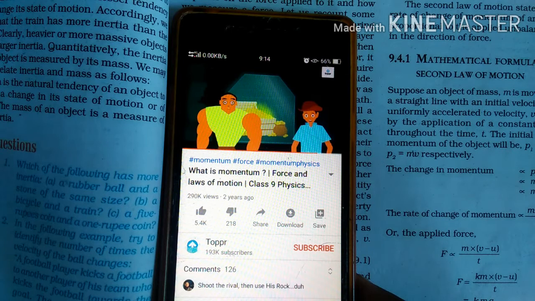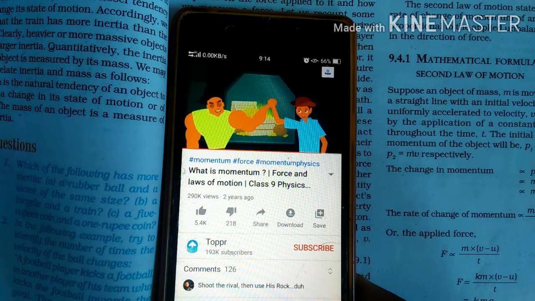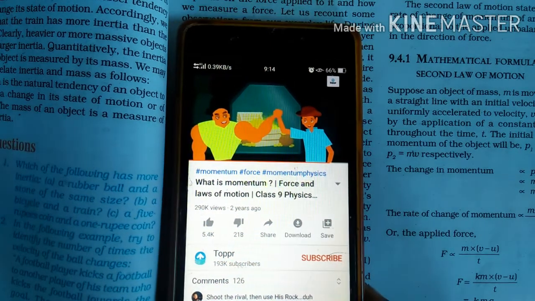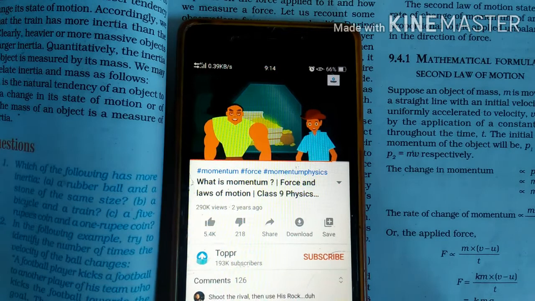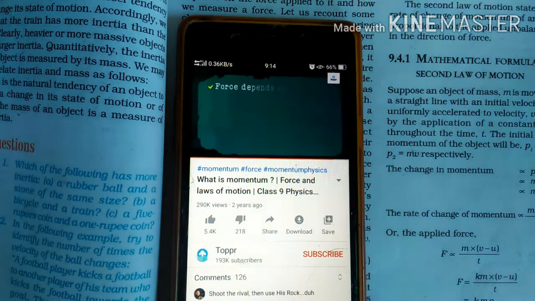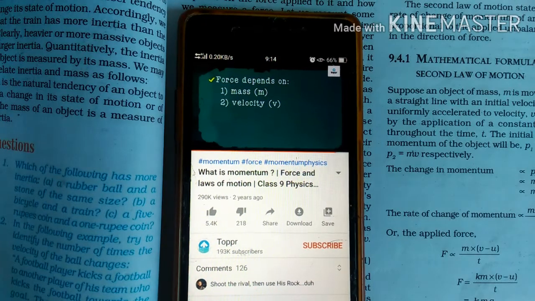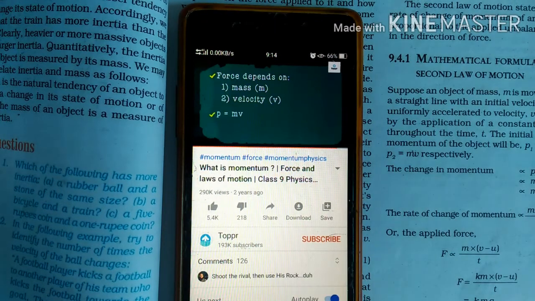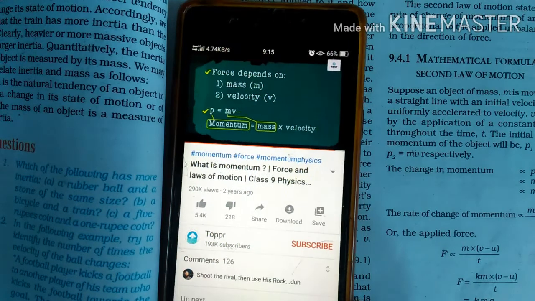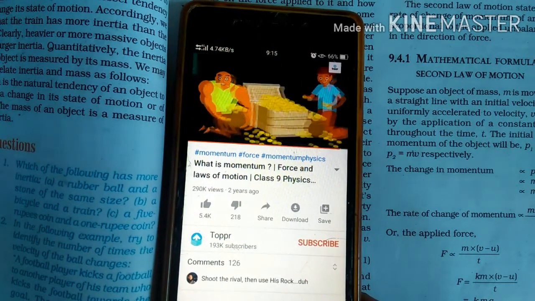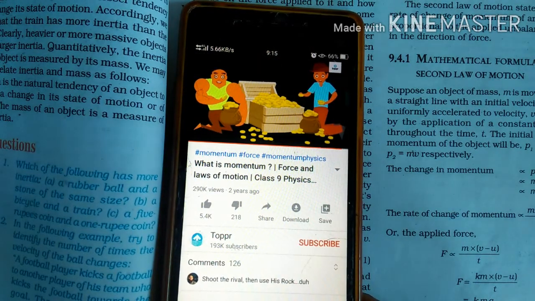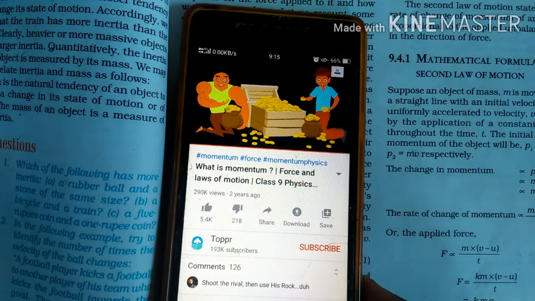Now that both you and your rival understand what momentum is and how it works, how about you both break the glass together and split the treasure equally, so everything's fair? I'm sure you're happy you learned these today. Force applied by an object depends on 1. The mass, and 2. The velocity. p is equal to mv. Momentum equals mass into velocity. But you're probably happier because now you're rich, and maybe your rival will become your partner.